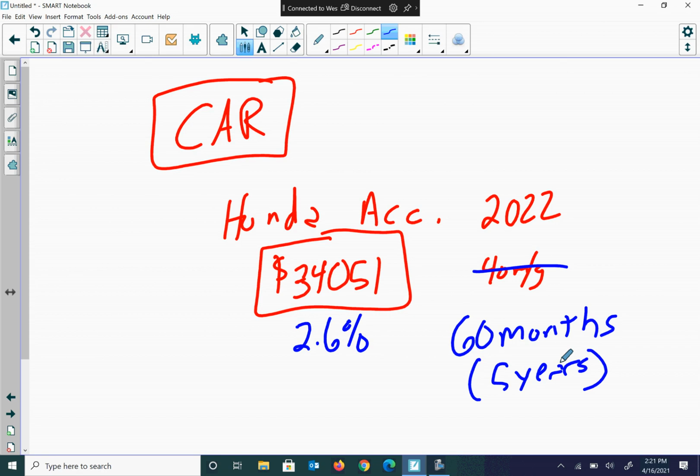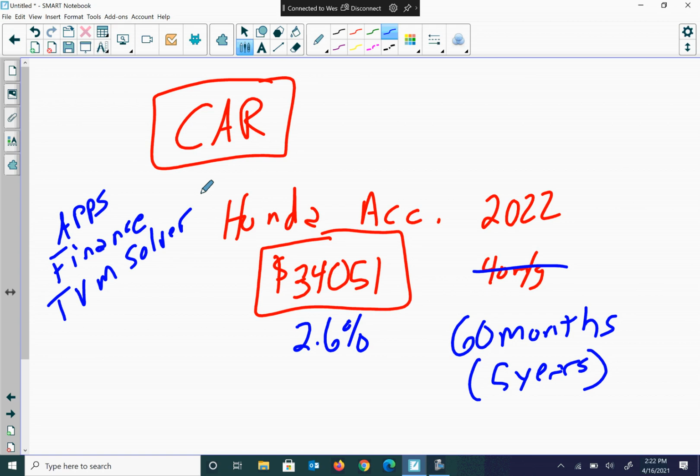So, apps, finance, and then get to where it says TVM solver. Okay, that's what you're looking for on the graphing calculator. Apps, finance, TVM solver. You with me so far? Hit enter once you get to TVM solver, and I don't know if you have anything in there. So, 60 months means 12 times 5 is 60, so 60 months. Interest rate of 2.6. You could just put 2.6 in, you don't have to put 0.026.